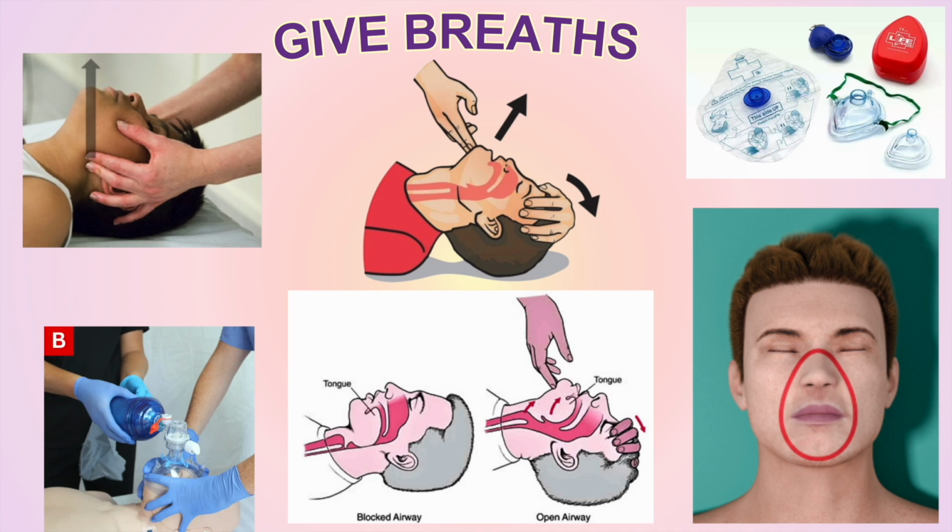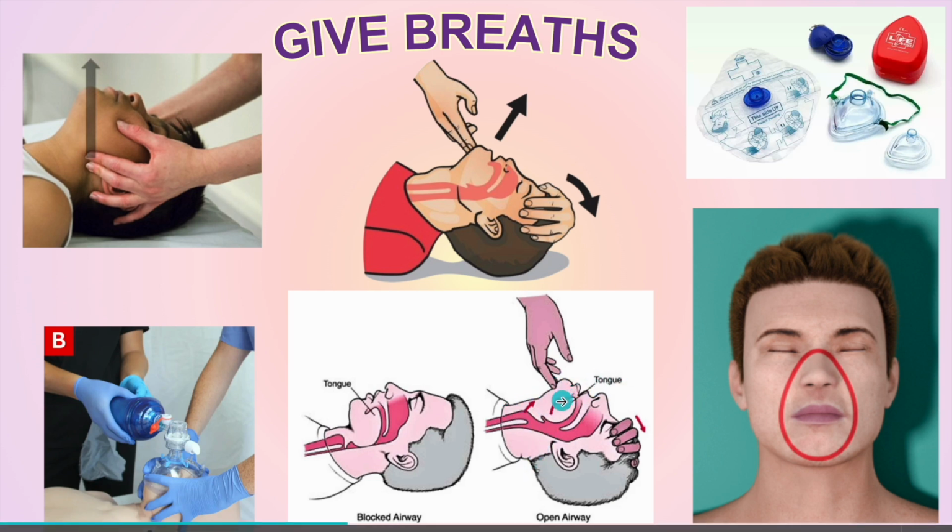Now let's talk about head tilt chin lift. Follow these steps. First, place one hand on the victim's forehead and push with your palm to tilt the head back. Next, place the fingers of the other hand under the bony part of the lower jaw, near the chin. Lift the jaw to bring the chin forward.